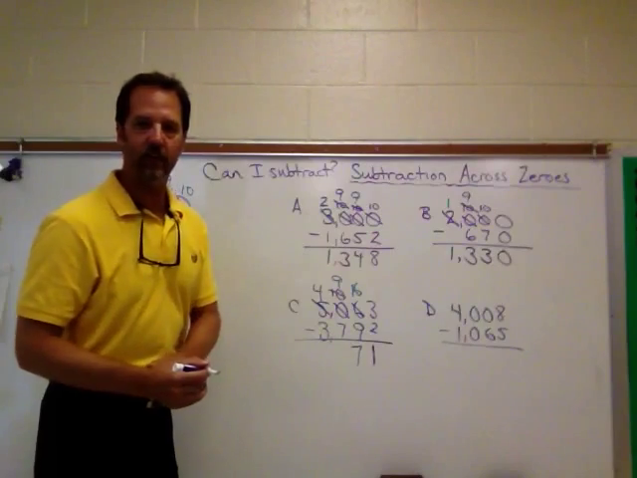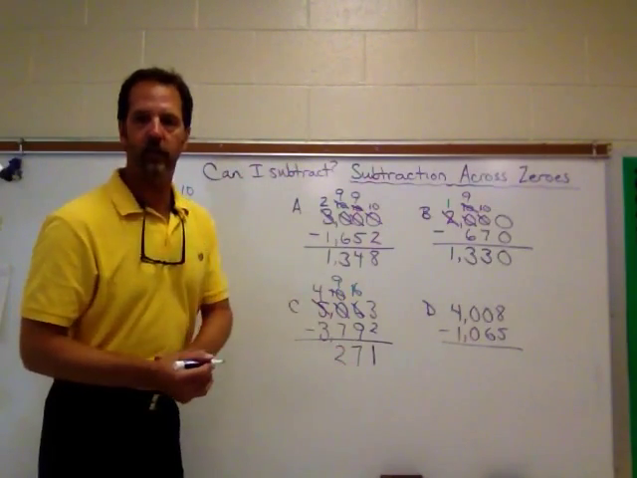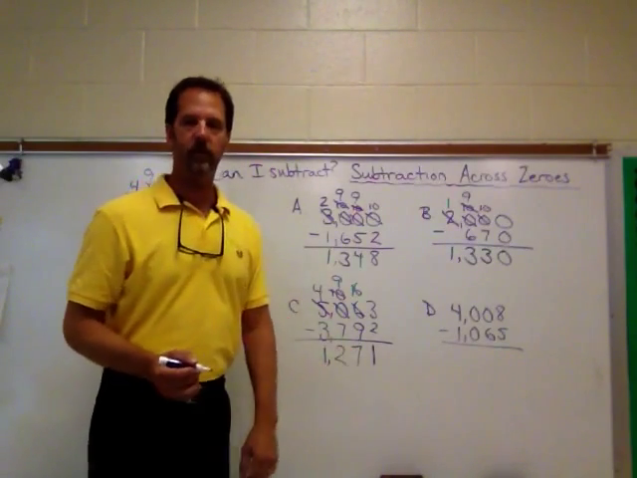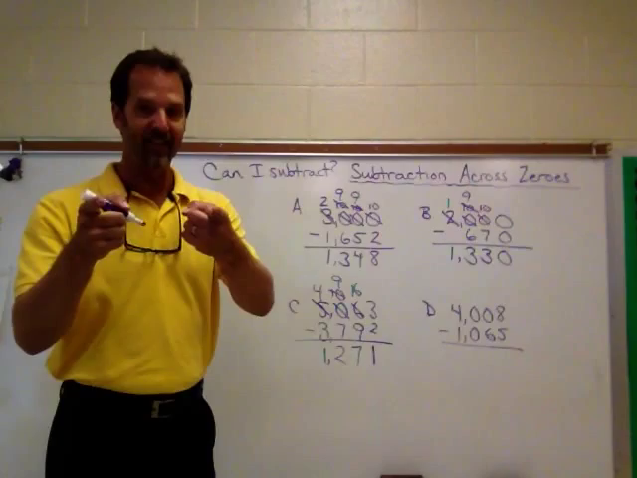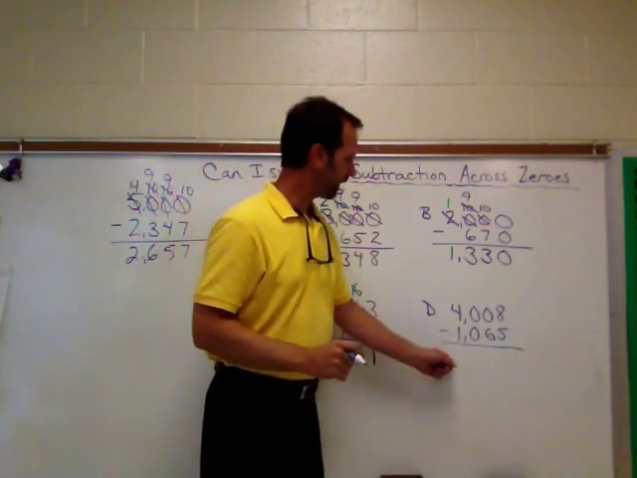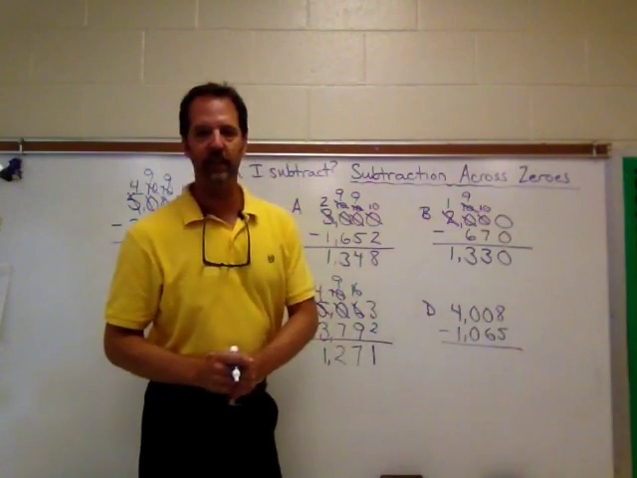9 minus 7 is 2. And 4 minus 3 is 1. 1,271. Did you get it? I know you did. Let's take a look at letter D. In letter D, we have 4,008 minus 1,065.